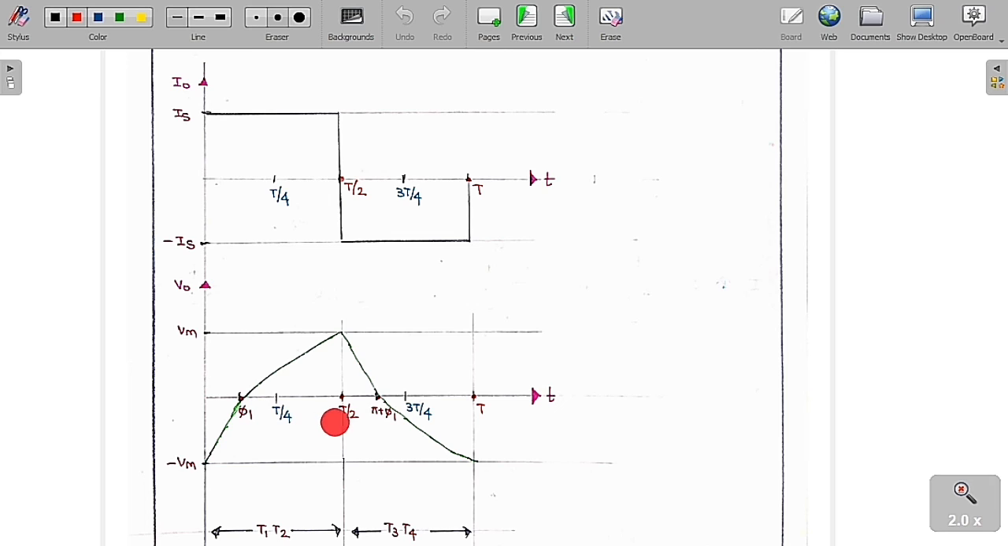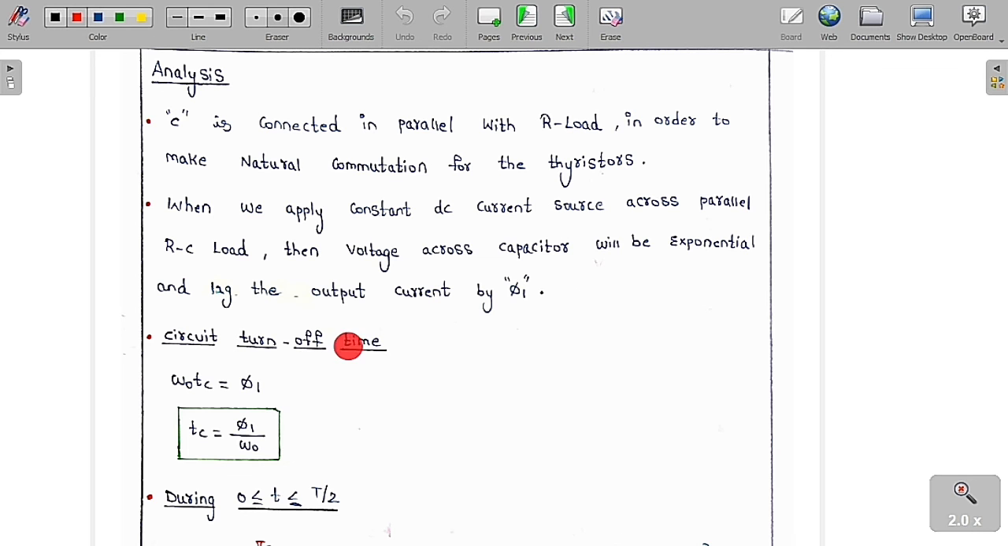You can see clearly that at T by 2, the voltage is positive. Whenever T3, T4 are on, V0 is positive, so it is going to reverse bias T1, T2. Therefore T1, T2 face a reverse voltage, and natural commutation is possible in this case. The circuit turn-off time corresponds to the phase angle phi1. Up to phi1 only, they face a positive, that is reverse bias, voltage. So phi1 by omega naught is the circuit turn-off time for the thyristors: omega naught Tc is equal to phi1, so Tc is equal to phi1 by omega naught.